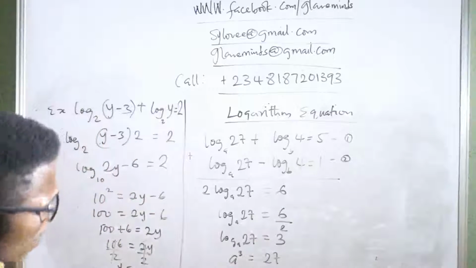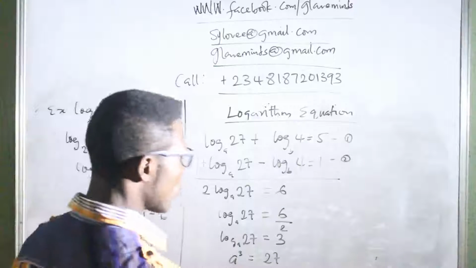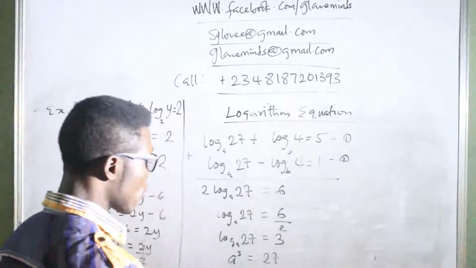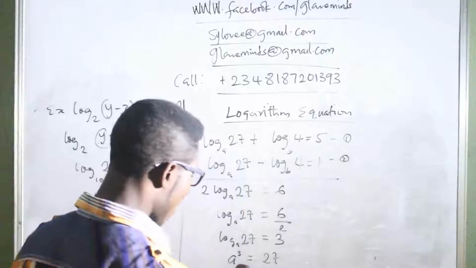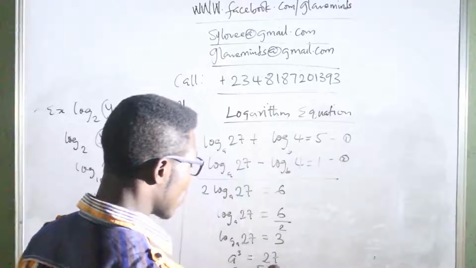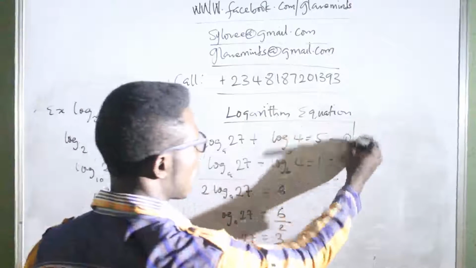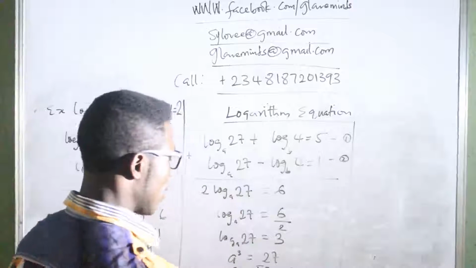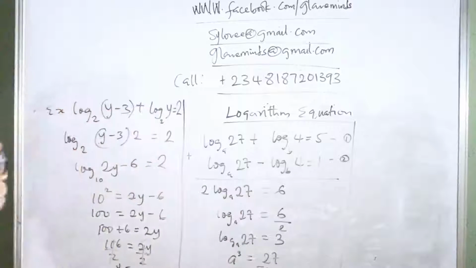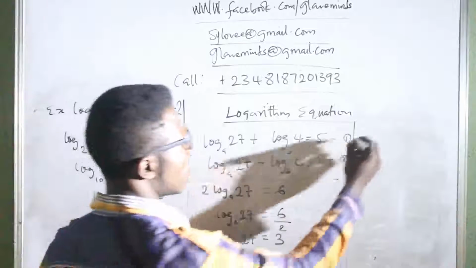Now, what will I do now? I'm going to cube root it. I can do two things. The first one, I can as well say that a is equal to cube root of 27, and that will give me 3. I have the value of a to be 3. Now, let's find the value of b. Let's pick an equation which is quite friendly. Let's take equation 1.